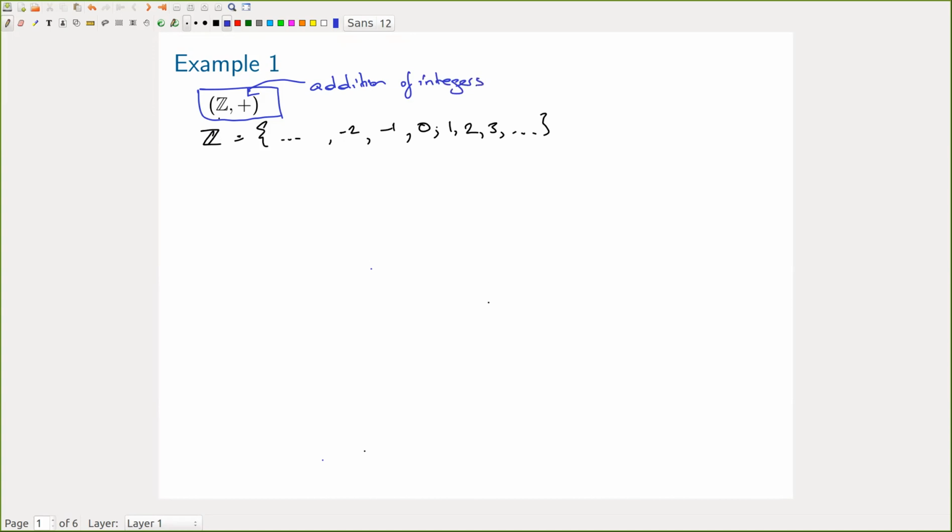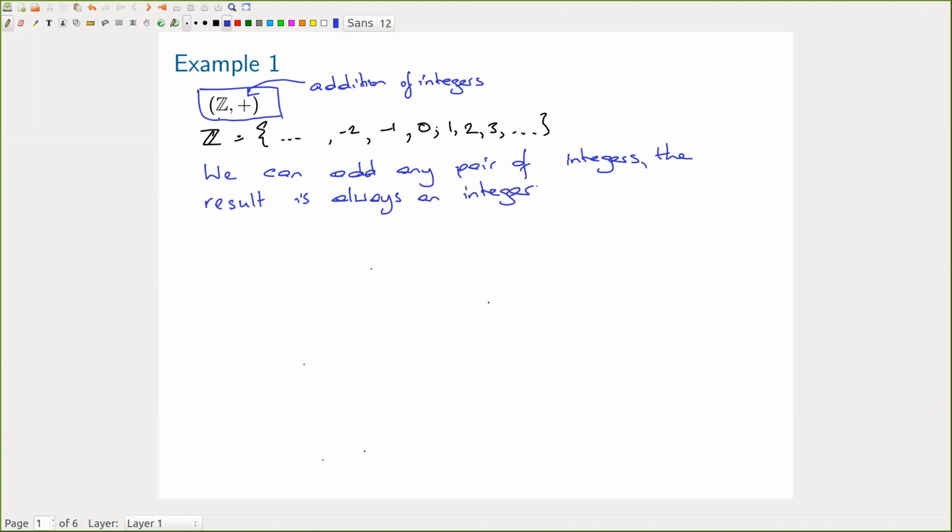The observation here is that addition is a binary operation on the integers. What that means is that given any pair of integers, we can always add them together and get an integer as the result. So basically, addition is a binary operation on the set of integers. That's unlikely to be a surprise to anybody. We've all known that for a long time.